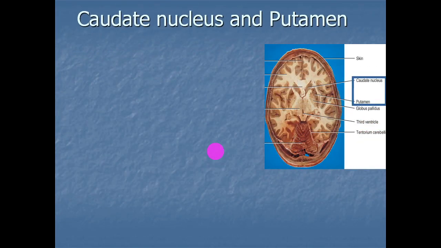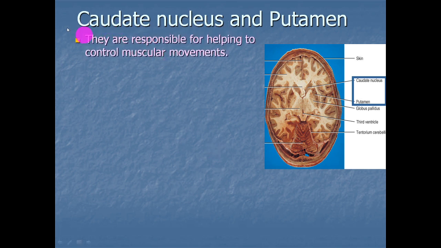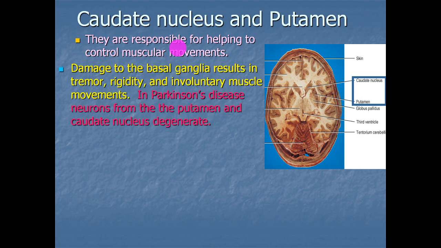Let me give you an example of this. So part of this basal ganglia is an area known as the caudate nucleus and the putamen. Now, it says they're responsible for controlling muscular movements. This is part of the basal ganglia. Now, to give you an idea about this, if we were to damage this basal ganglia, it would result in something called a tremor. That's when a person is shaking.